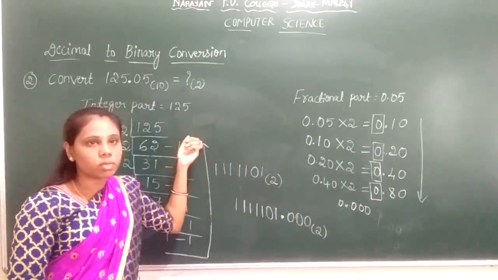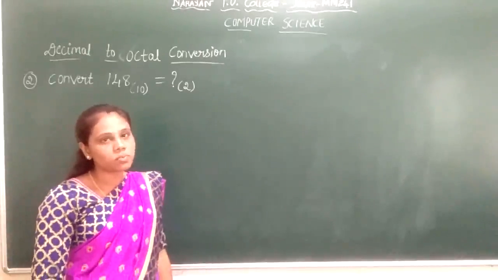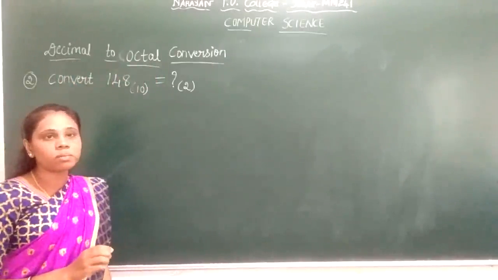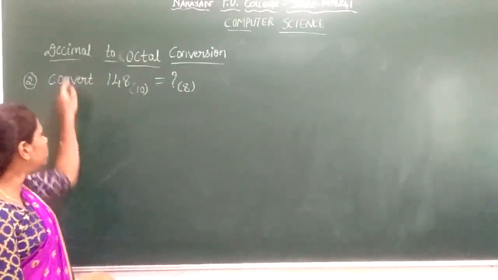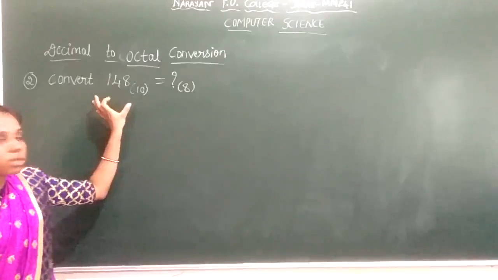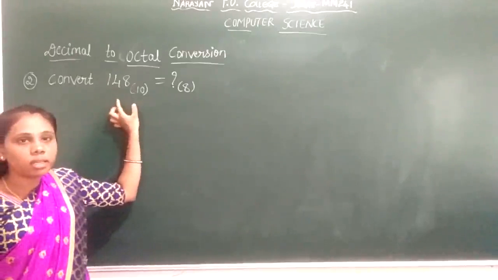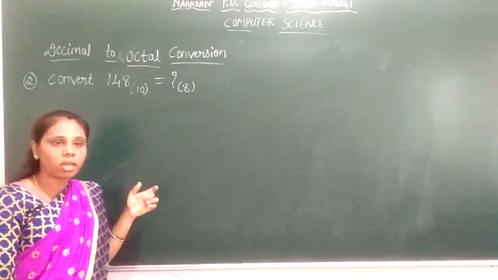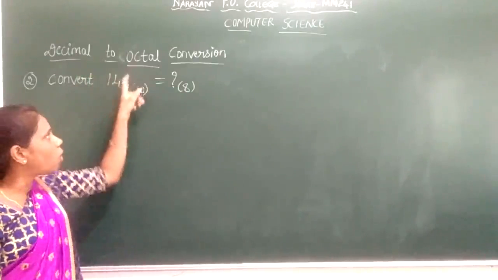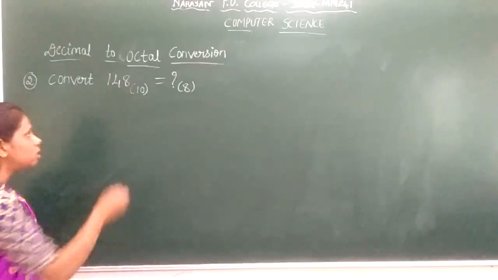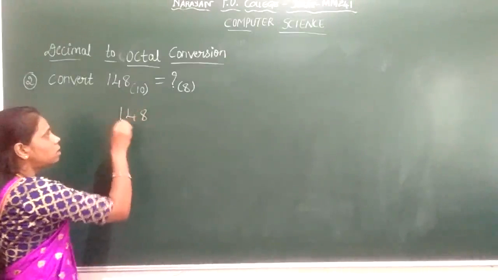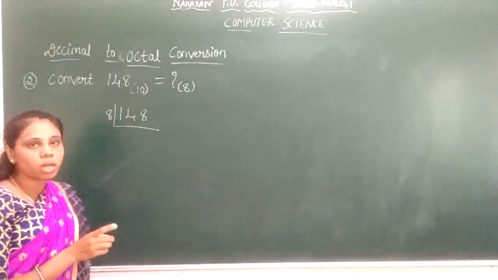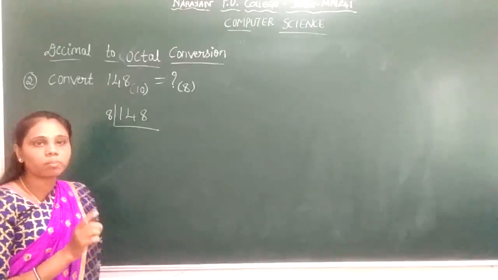Now we will see one more conversion, that is decimal to octal conversion. While converting from decimal to octal, you need to divide the given number by 8. In decimal to binary conversion, we were dividing by 2. Here you need to divide by 8. So take this number 148 and divide it by 8. Why are we dividing by 8? Because the base value of octal is 8.